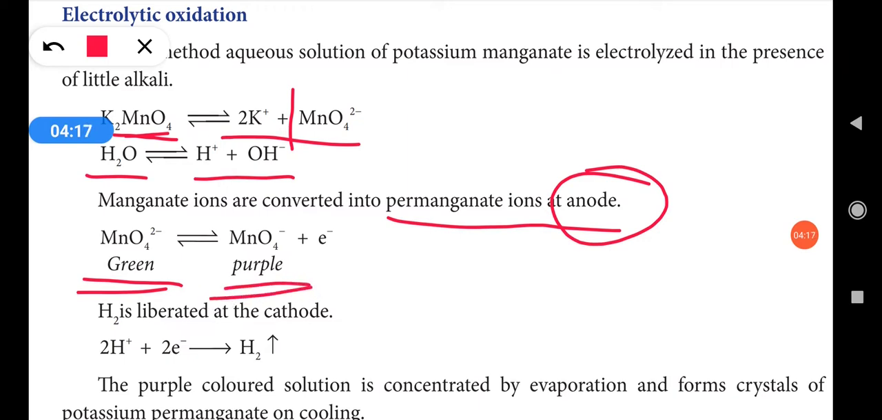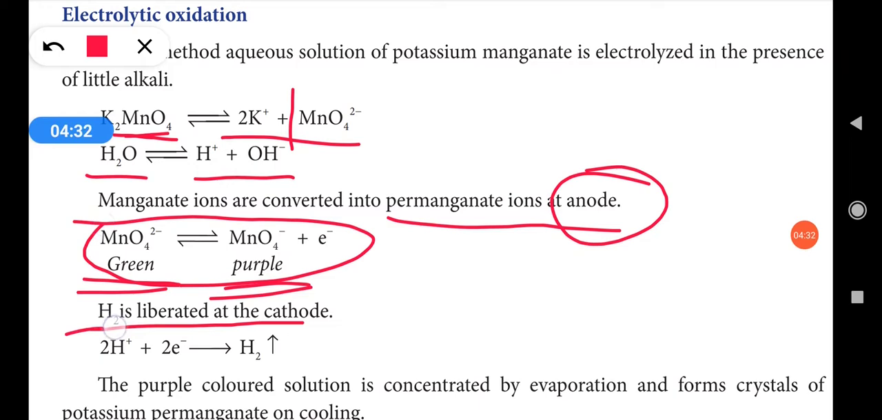Potassium permanganate has a dark purple color. We say dark violet color, so it will be in that color. That is potassium permanganate. So H2 is liberated at the cathode. This reaction is happening at the anode. At the cathode, H2 is liberated, hydrogen gas, in such a way. Here 2 electrons are released, while here 1 electron is released. When 2 manganate ions are oxidized, 2 electrons are released. Those 2 electrons are accepted by 2 hydrogen atoms, and hydrogen molecule is liberated as gas.